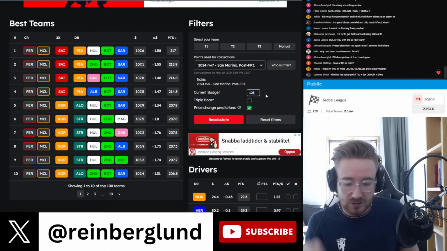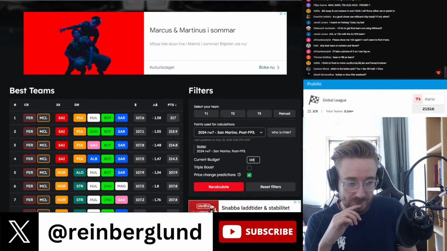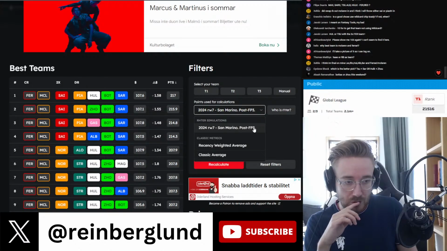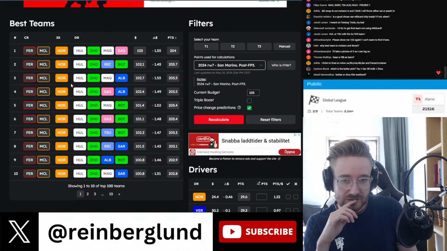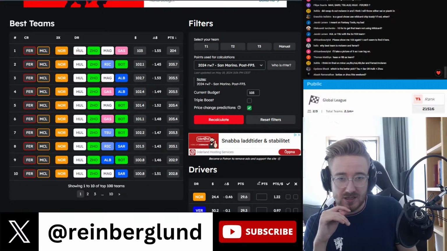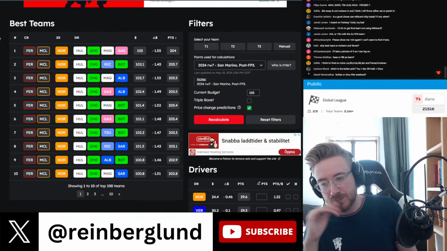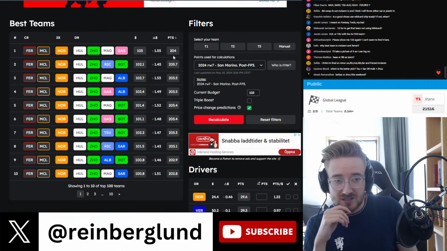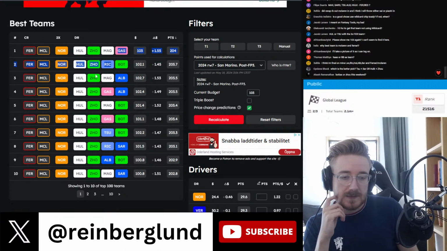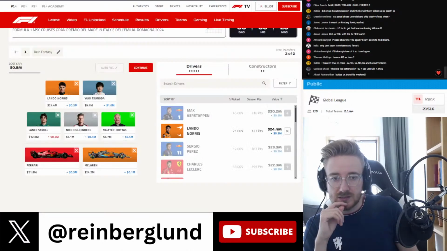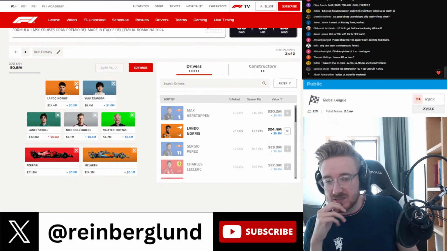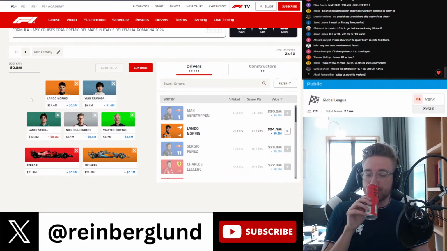You can also go and look at this yourself. You just go to the team calculator, select post FP3, and then 103, and just boom. And then you get a bunch of different teams here. So the best team on 103 million is this: Ferrari, McLaren, Norris, and then Hulkenberg, Sargent, Magnussen, Gasly is apparently the best. It looks pretty good for budget as well. So it's probably this you go for, right? I was going to go for Leclerc, but since it suggested Norris, I might go for Norris.